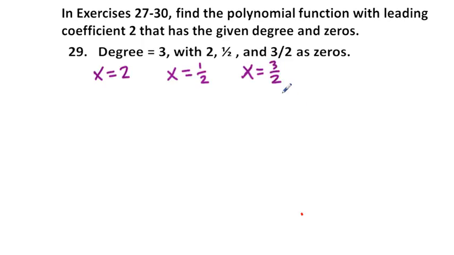So to solve this, we would solve for 0, so x minus 2 is going to be equal to 0. If we subtract 1/2 from both sides, we're going to get x minus 1/2 is equal to 0. And finally, we're going to get x minus 3/2 is equal to 0.